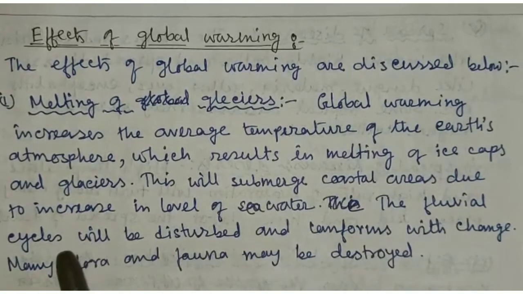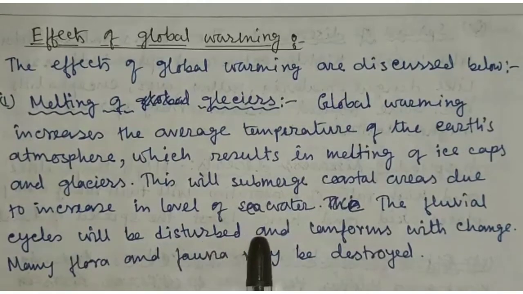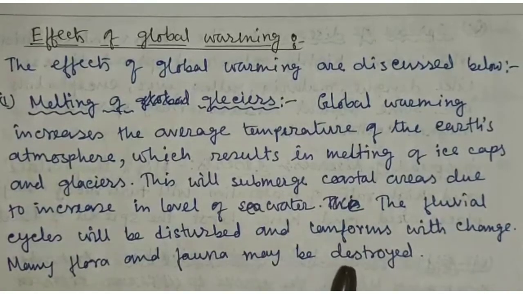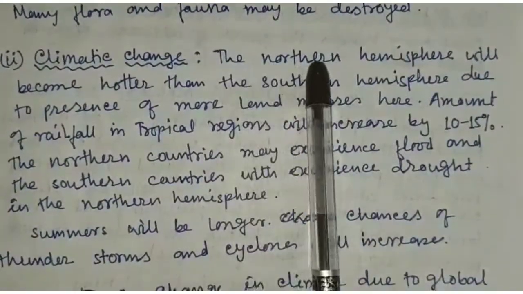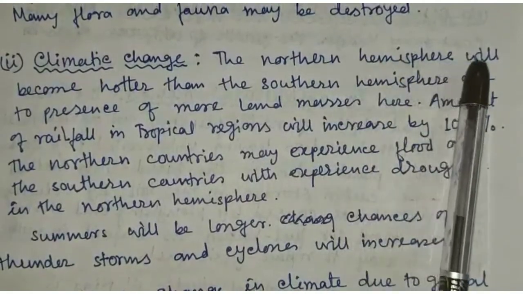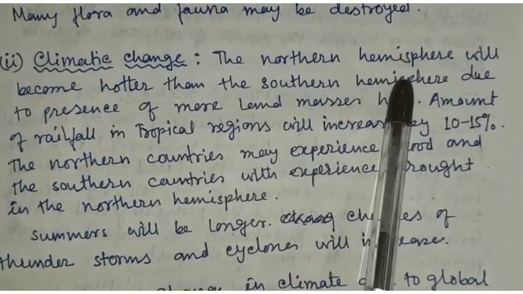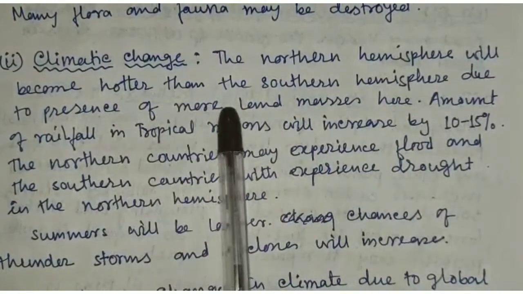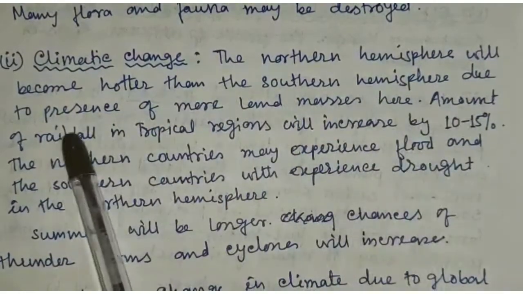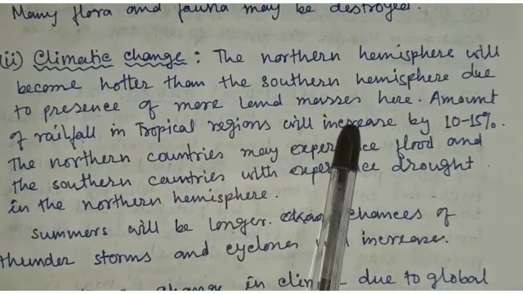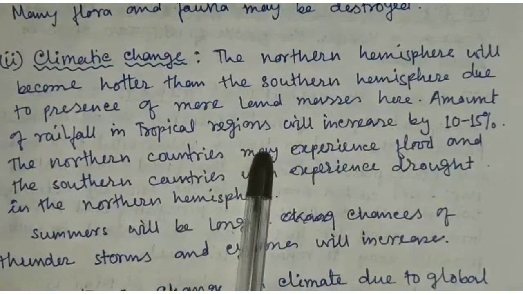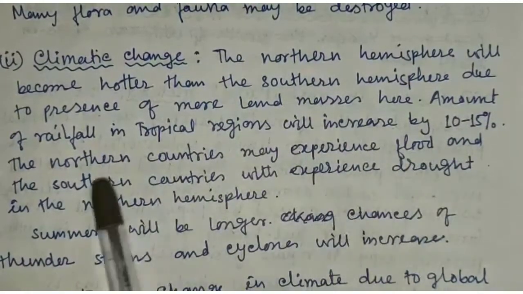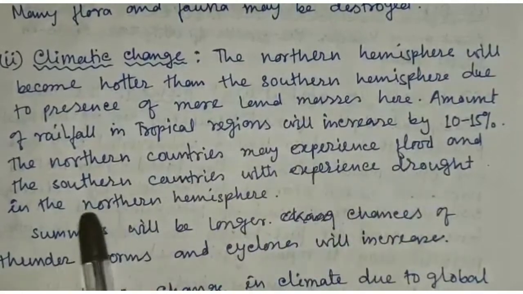The fluvial cycle will be disturbed and landforms will change. Many flora and fauna may be destroyed. Number 2, climate change. The northern hemisphere will become hotter than the southern hemisphere due to the presence of more land masses here. The amount of rainfall in tropical regions will increase by 10 to 15%. The northern countries may experience flood and the southern countries will experience drought.